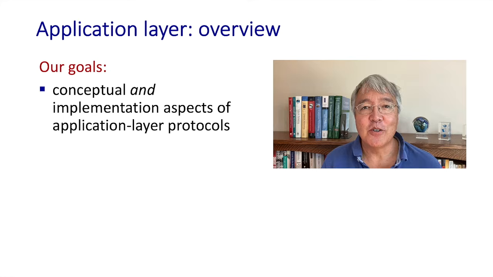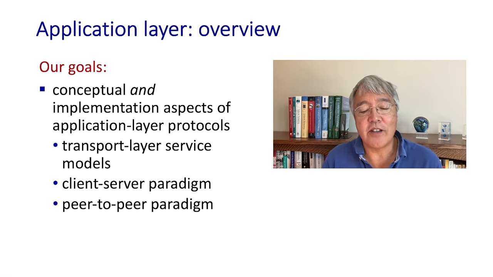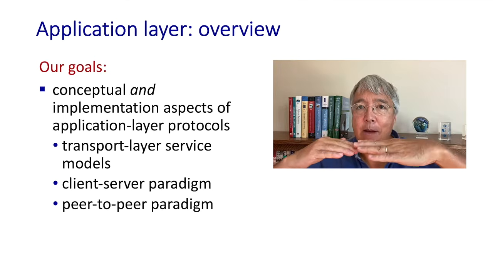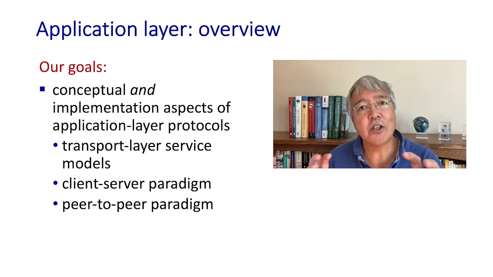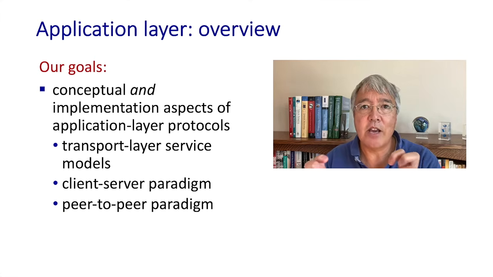Our goal in this chapter is to learn about both the conceptual and the practical implementation aspects of the application layer. We'll start by looking at the services provided by the underlying transport protocol right below the application layer, because anything the application layer does can only be done by using the services of the transport layer. And we'll look at two forms of interaction between the pieces of an application: peer-to-peer interaction and the so-called client-server model that's been around a lot longer.